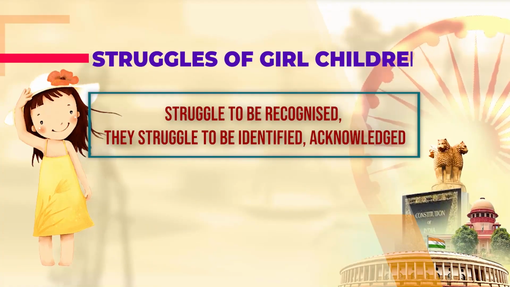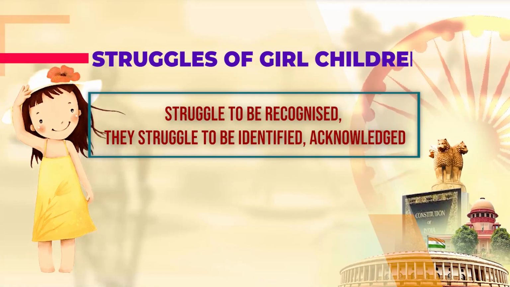Next, we will look at the struggles of girl children in particular. To begin with, girl children struggle for a separate identification. This is a problem that has been highlighted by various sociological researchers who have studied the rights of girl children. They have studied how girl children, first of all, struggle to be recognized, to be identified, to be acknowledged even within the same family, within their own household.